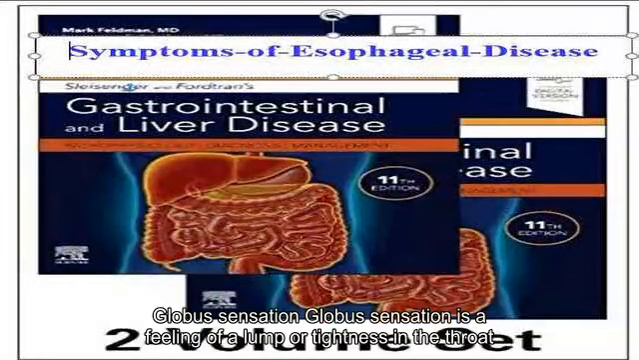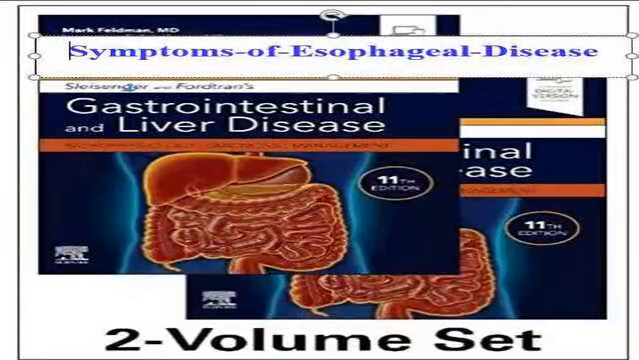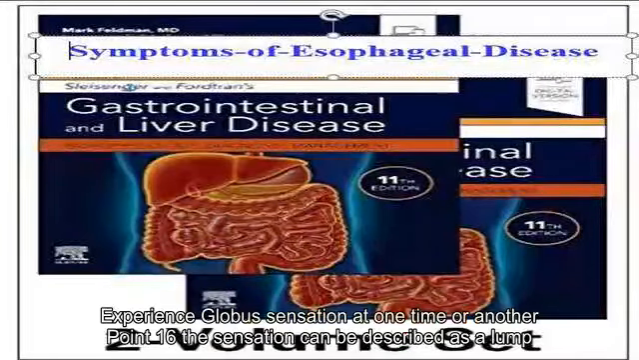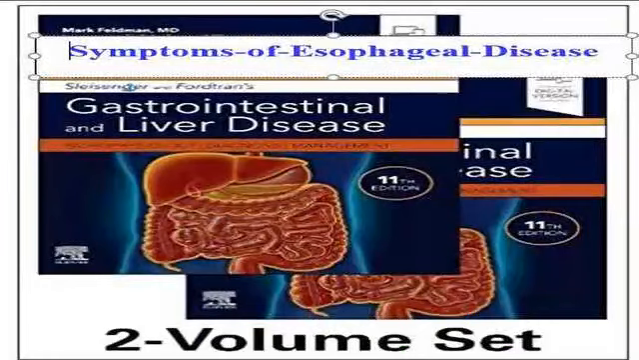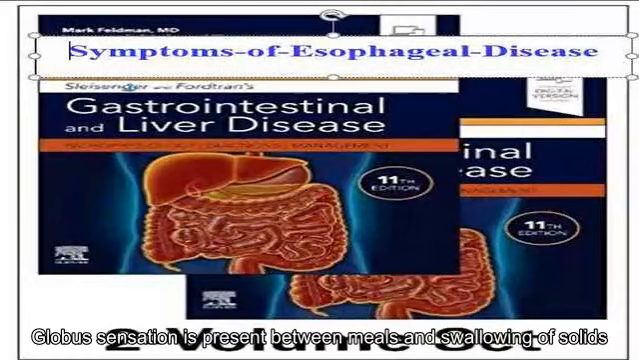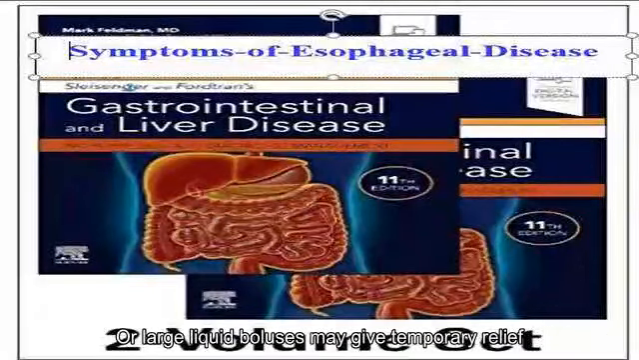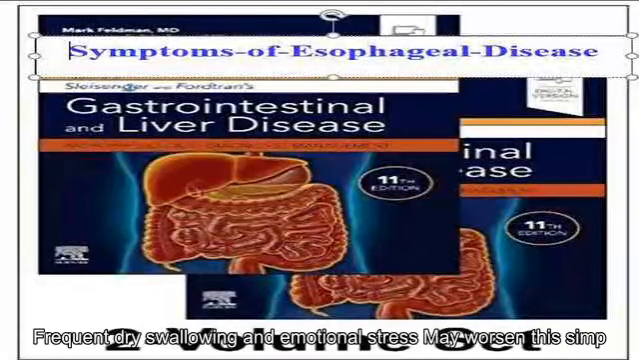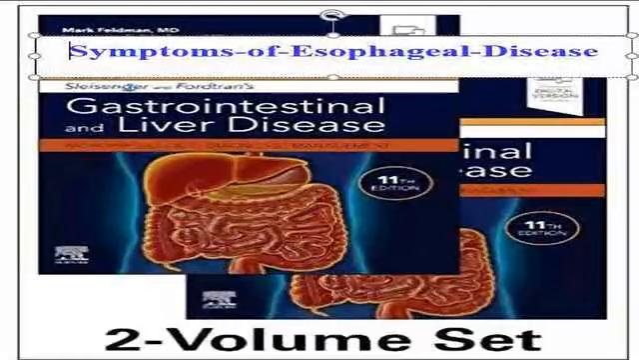Globus sensation is a feeling of a lump or tightness in the throat, unrelated to swallowing. Up to 46% of the general population experience globus sensation at one time or another. 16 The sensation can be described as a lump, tightness, choking, or strangling feeling, as if something is caught in the throat. Globus sensation is present between meals, and swallowing of solids or large liquid boluses may give temporary relief. Frequent dry swallowing and emotional stress may worsen this symptom.